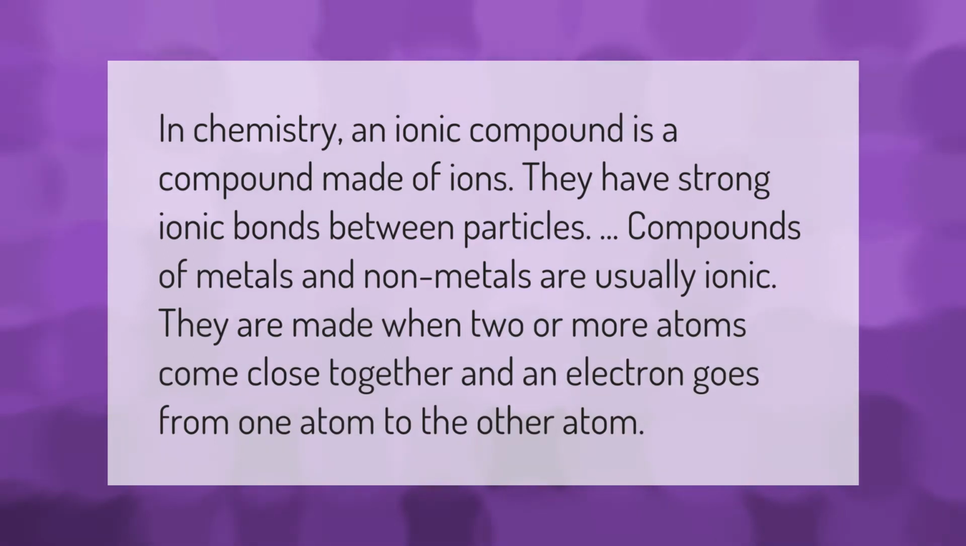In chemistry, an ionic compound is a compound made of ions. They have strong ionic bonds between particles. Compounds of metals and nonmetals are usually ionic. They are made when two or more atoms come close together and an electron goes from one atom to the other atom.